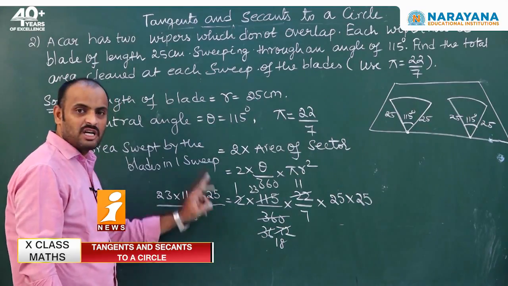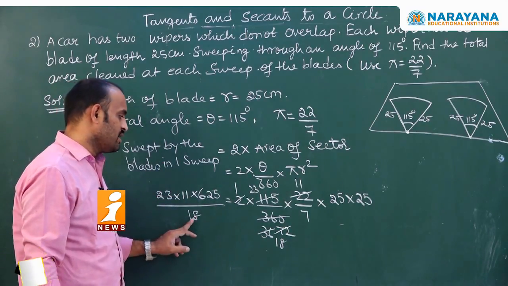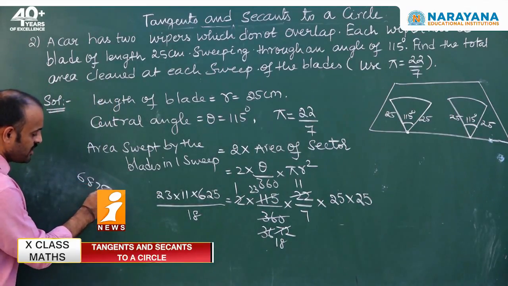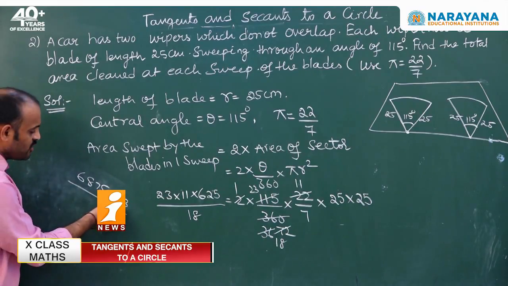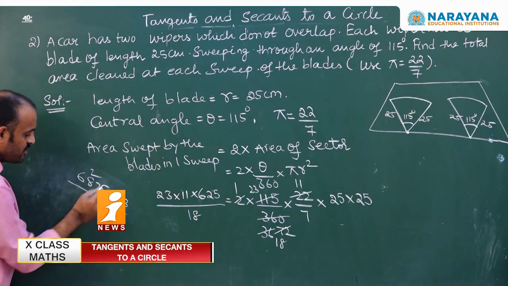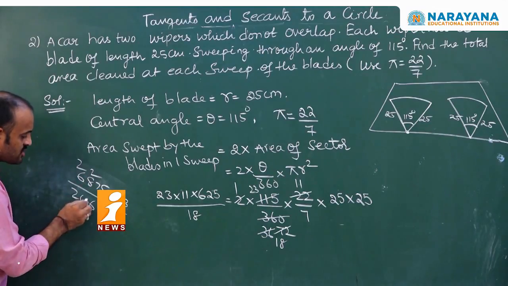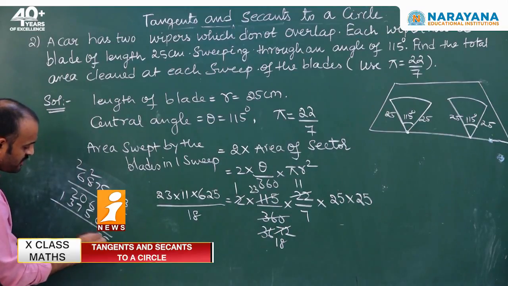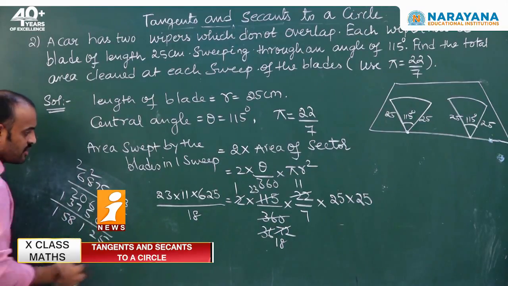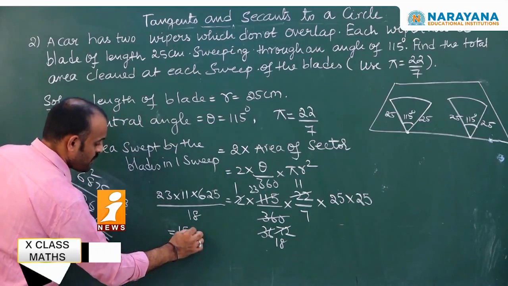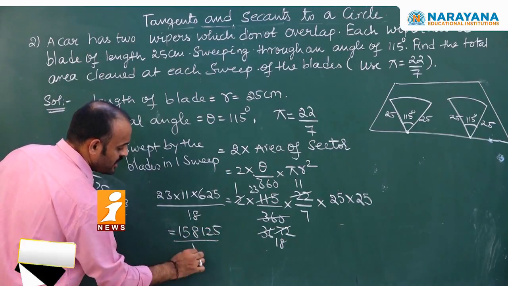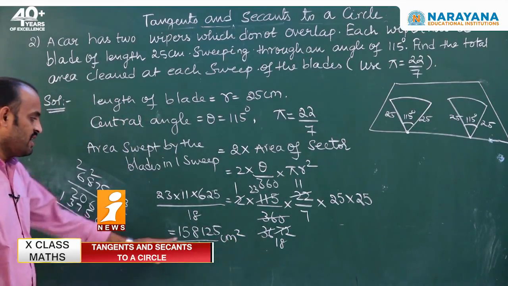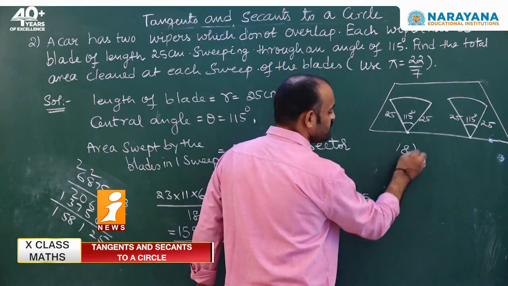This I have to multiply, then I need to divide with 18. See this, 625 into 11, 6875 into 23 I need to do it. With 3 I need to multiply first, 225, 26, 2, 20625. With 2 I need to do it, 150, 137. So 158125 by 18 centimeter square. We can leave like this or we can divide it. Let's do the division part.